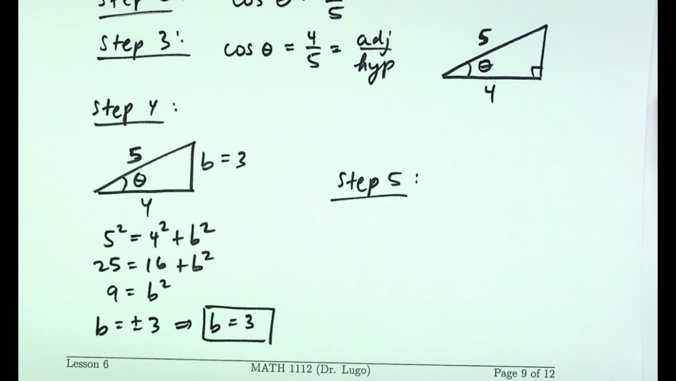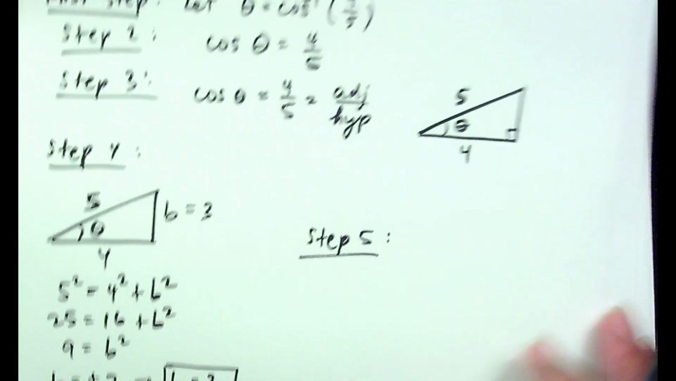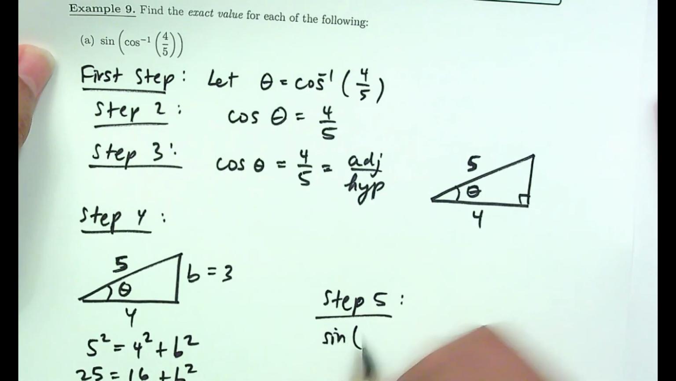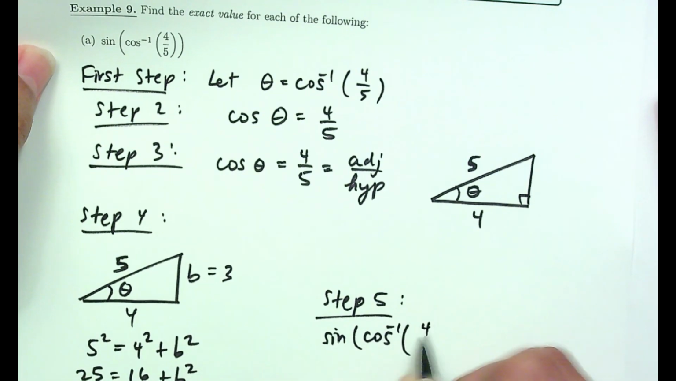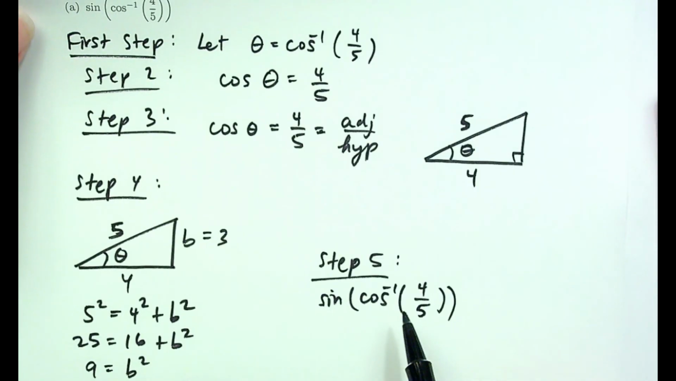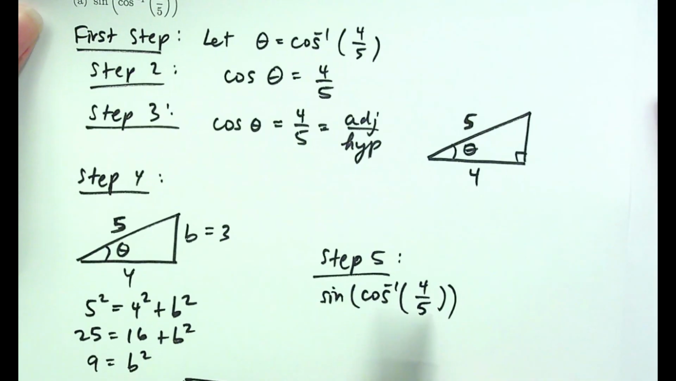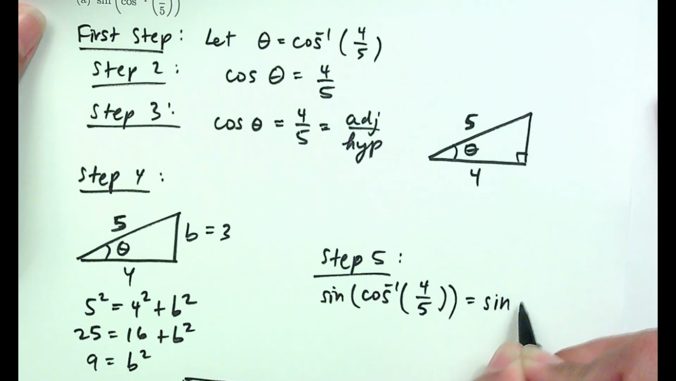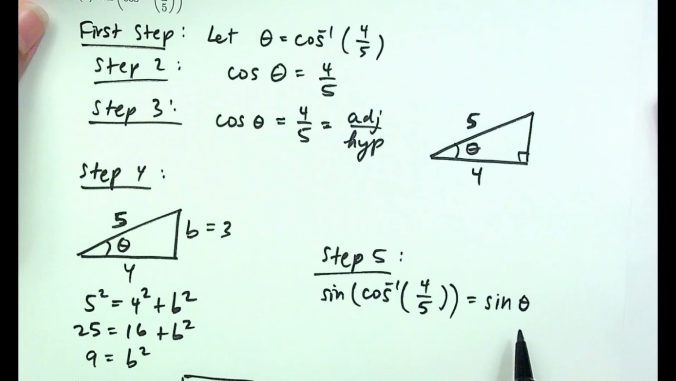So what is the final answer? How in the world would you write down the final answer now? Well, look at what the question was. The question was find what is sine of cosine inverse of 4/5. That's what the original question was. We call the inside theta. So that means the question is what is sine of theta?